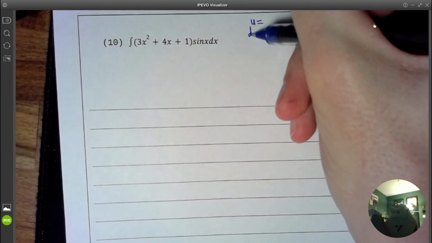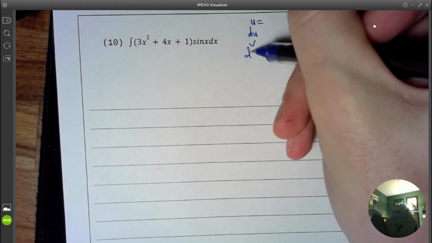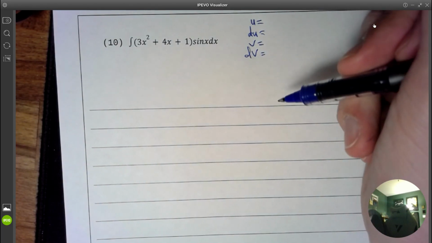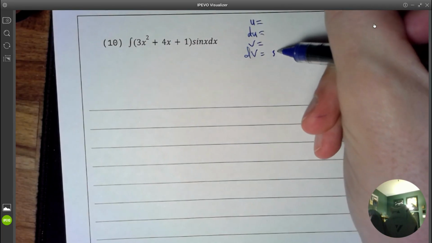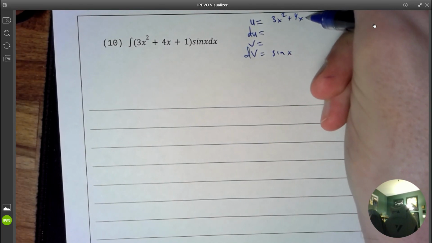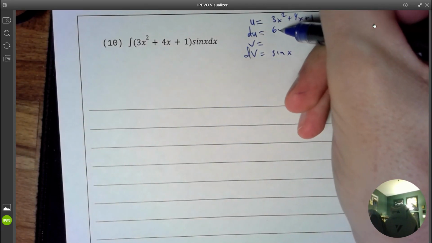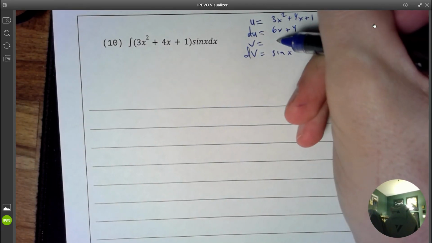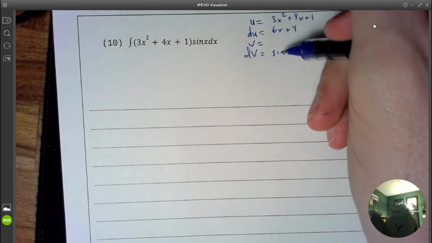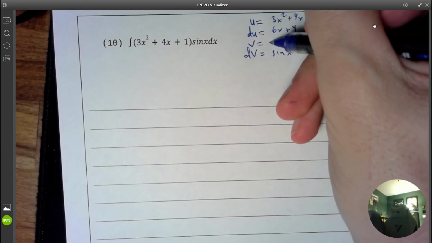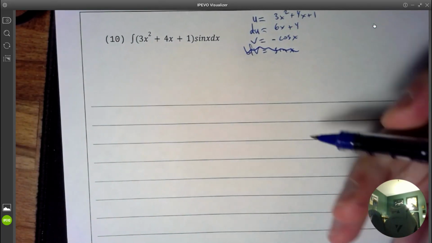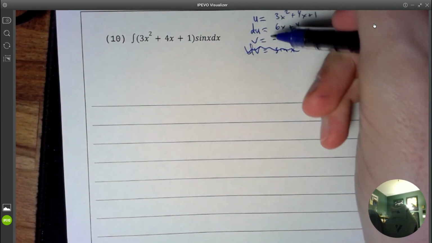U, give myself some kickstands because I've also got V's and DV's. My priority is E's and sines, so I'm going to go ahead and put sines down here. So this is going to be 3x squared plus 4x plus 1. Derivative 6x plus 4. The integral of sine, I think we did that earlier. It was negative cosine. I don't ever use dv again. It is u and v.